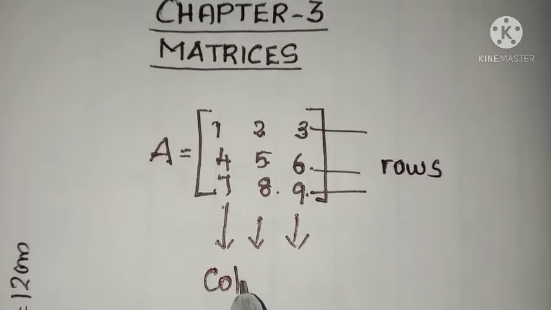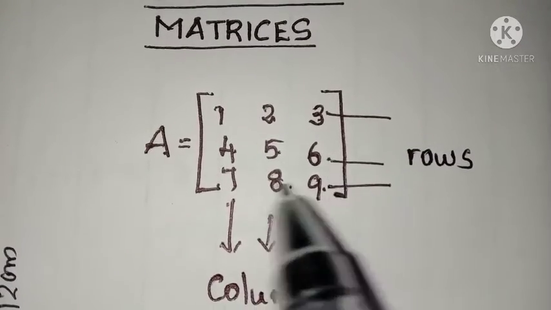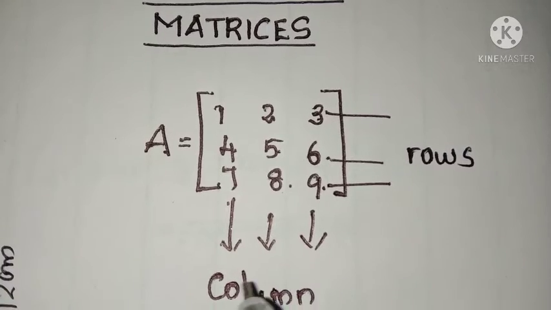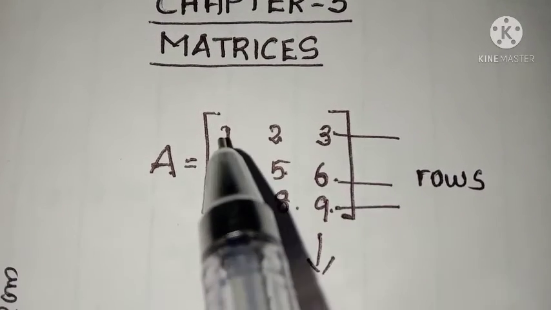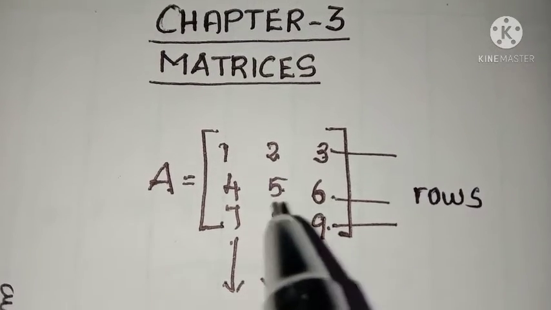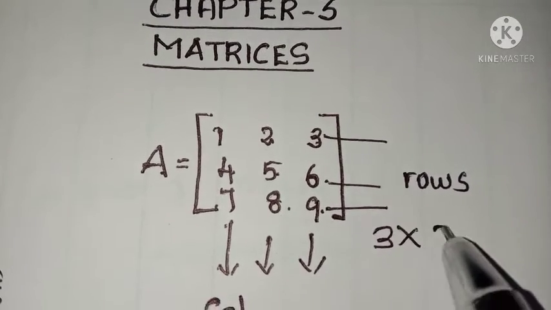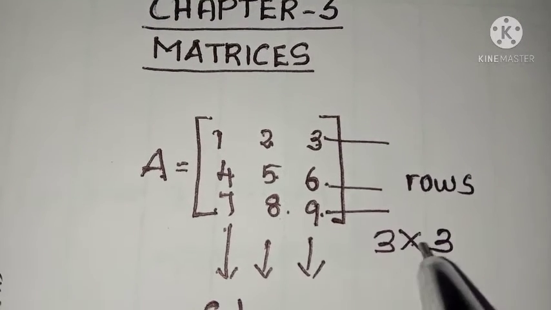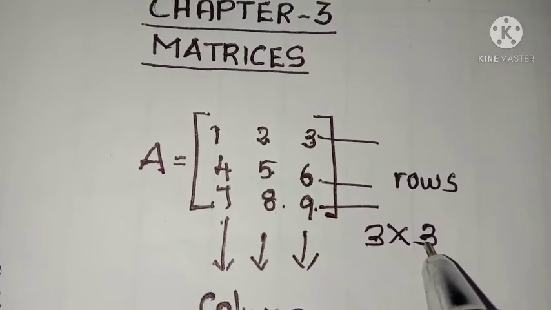So rectangular arrangement means we can arrange the numbers in rows and columns. In this matrix we can see that there are 3 rows and 3 columns. So we can say that this matrix is a 3 by 3 matrix. That means 3 rows and 3 columns.